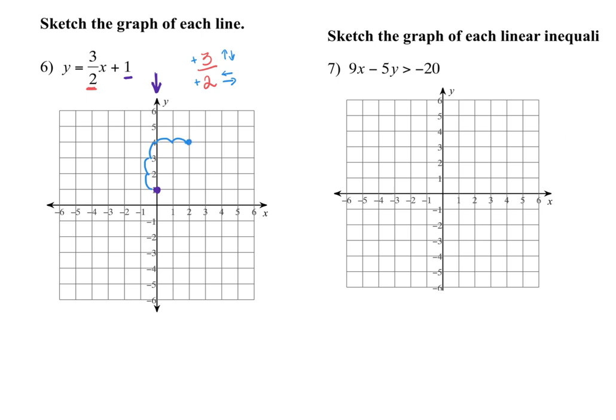And once I have 2 points, I can draw my line. I just connect those 2 points. And so I'm just going to connect those 2, draw my arrows at the top and the bottom, and I have sketched the graph of that line.